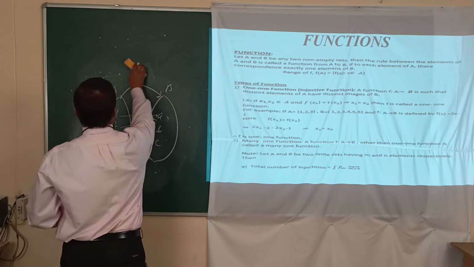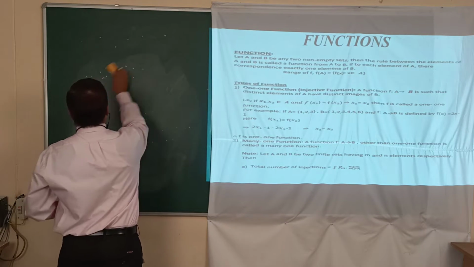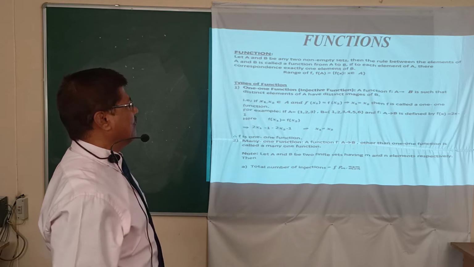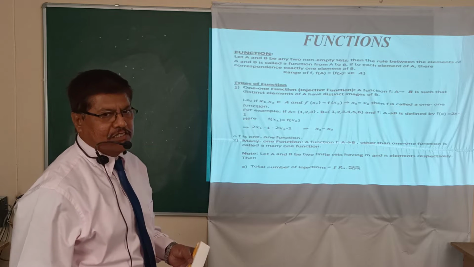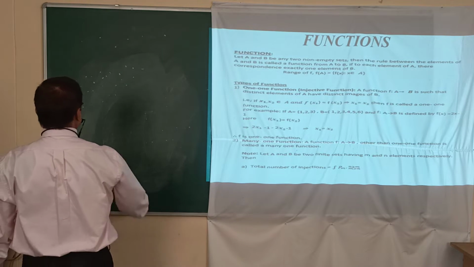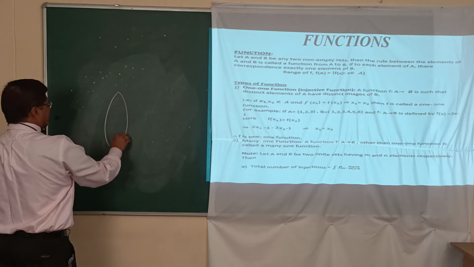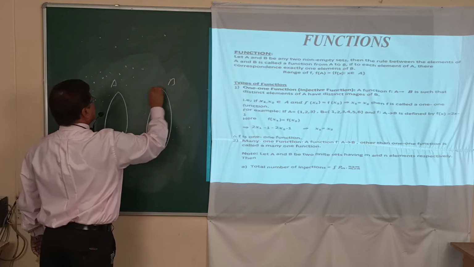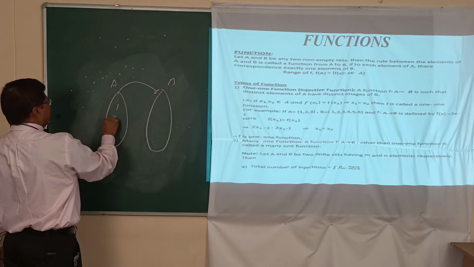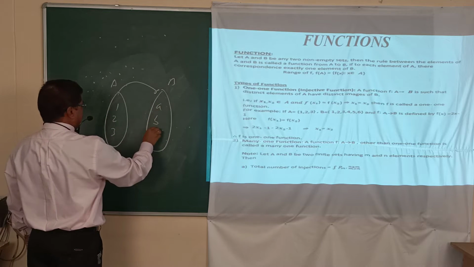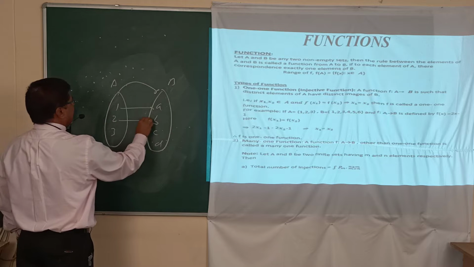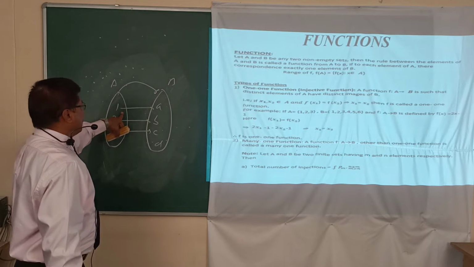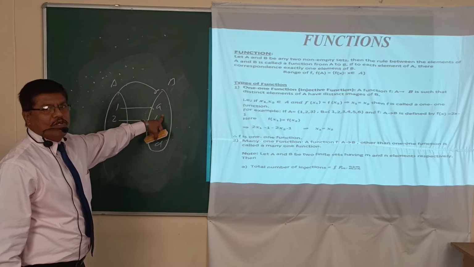Now you see the kinds of functions, the types of functions. One is the one-one function, or you can say injective function. One-one function means, in sets A and B, here it is given 1, 2, 3 and A, B, C, D. This is one to one. If each and every element is related with a distinct image in B, that is a one-one function.